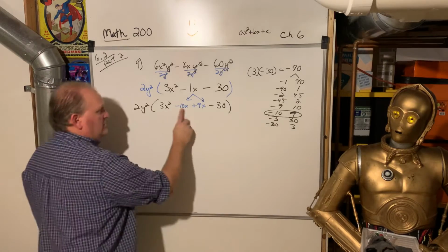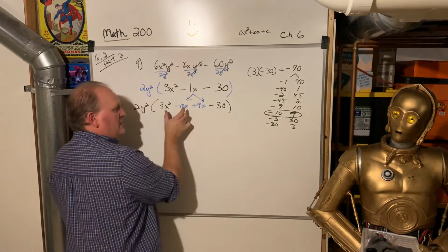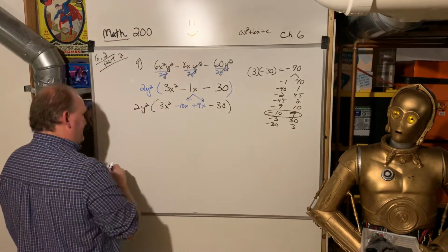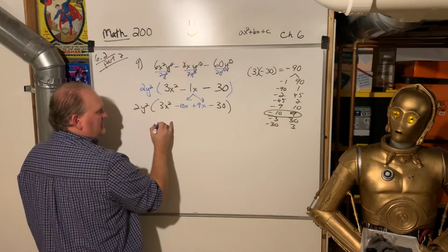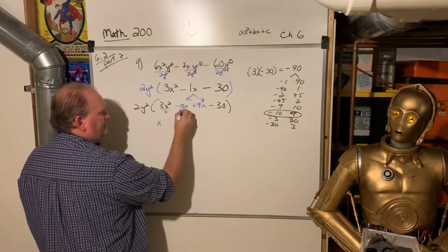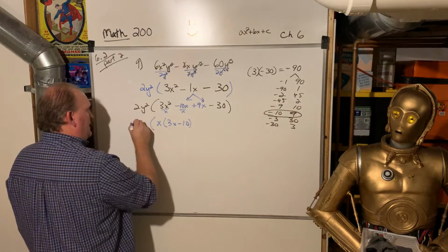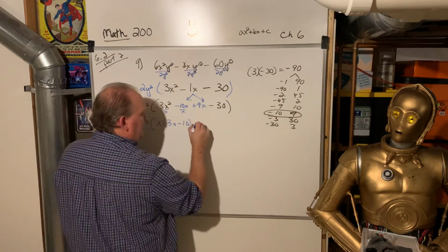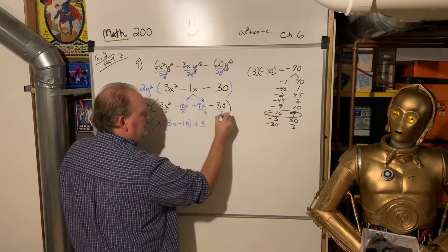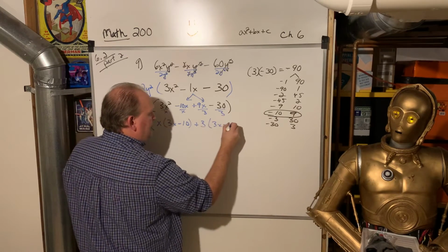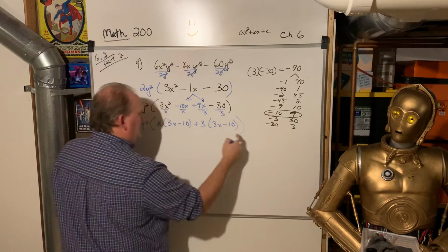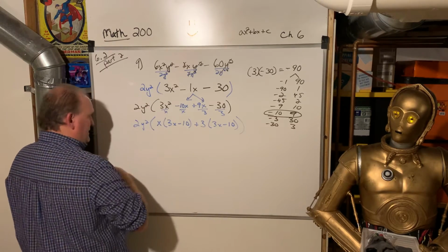So now we've got 1, 2, 3, 4 terms. We're going to factor by grouping, factor out the GCF there. So that's going to be just x times 3x minus 10. And factor out the GCF there. That's going to be 3. So 3x minus 10.